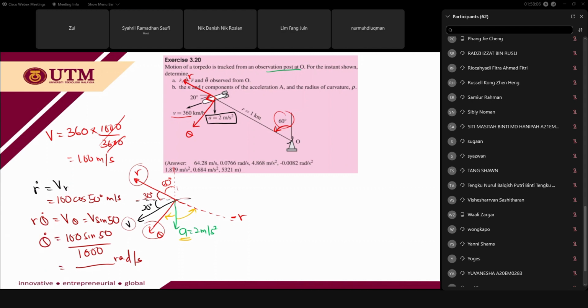So the angle, so here is 30, 20, here is 40. Okay, this is 90 degree. And then 20 for here should be 30 degree. So A theta is equal to A cos 30 degree, and then A R is equal to negative A sine 30 degree.